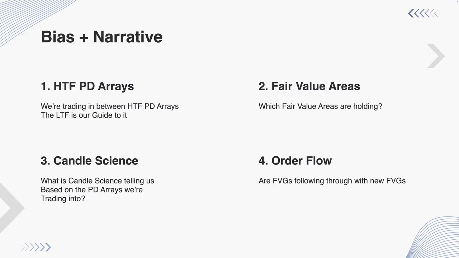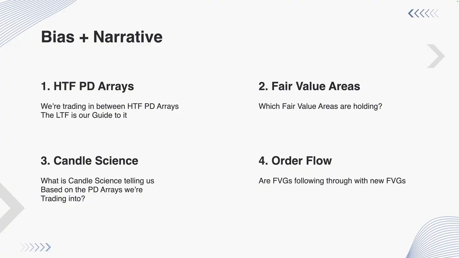But the first part again is that fair value area. Which fair value areas are holding? Is fair value being offered? Are we seeking that liquidity instead? Then right there, the next component is candle signs. What are candle signs telling us, based on the PD arrays we are trading into?